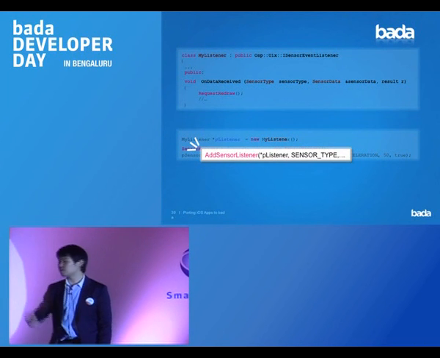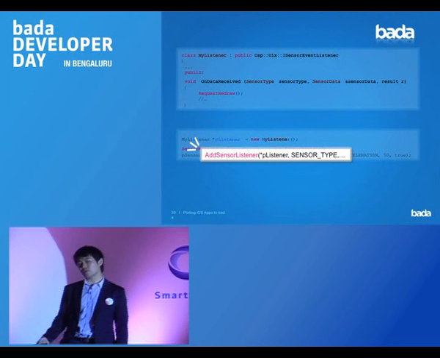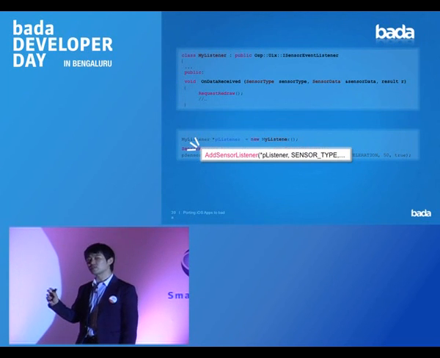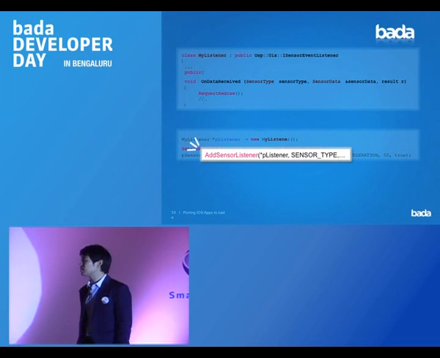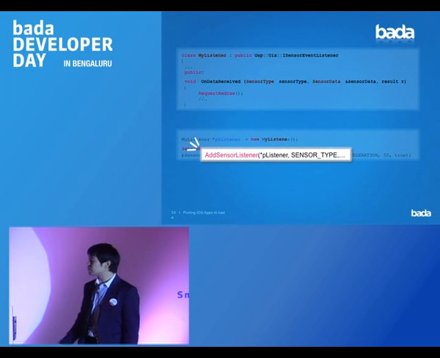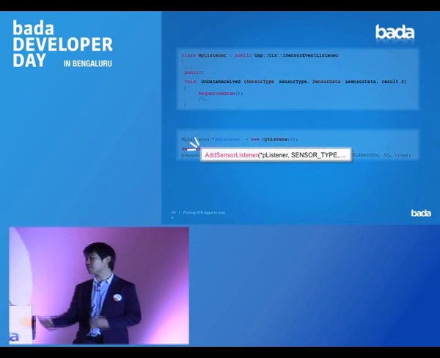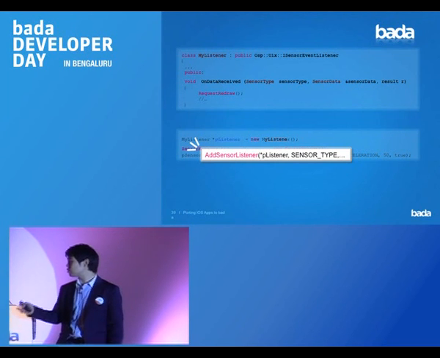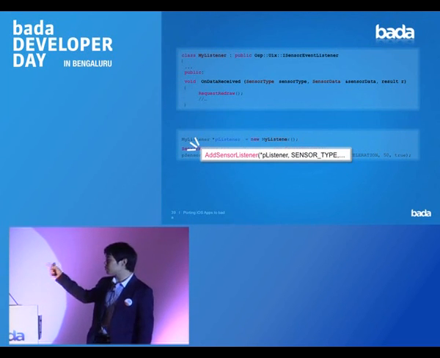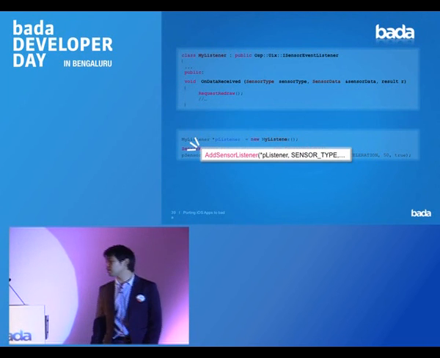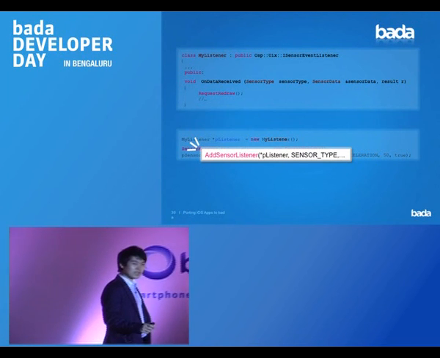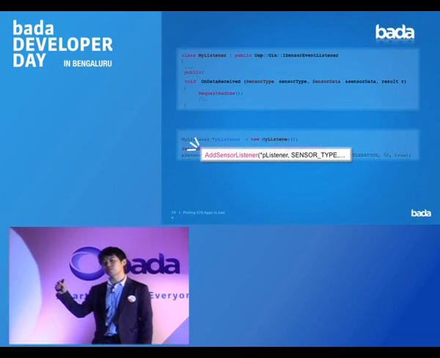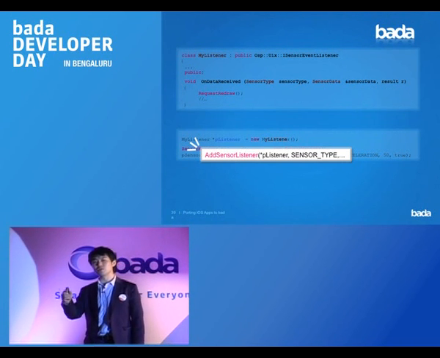Add sensor listener. This is code to register a sensor listener to the sensor class. So we prepared add sensor listener in a sensor management instance class. So that instance you can use to add a sensor listener and put the listeners on there. So when the sensor event is generated, that listener gets called with a virtual function you implemented.